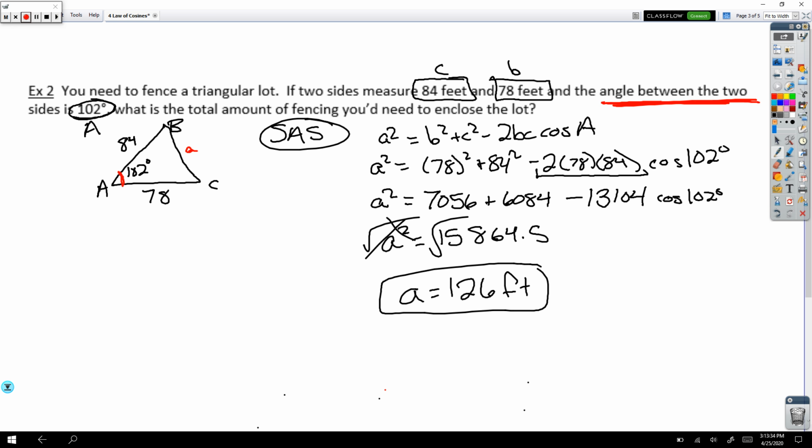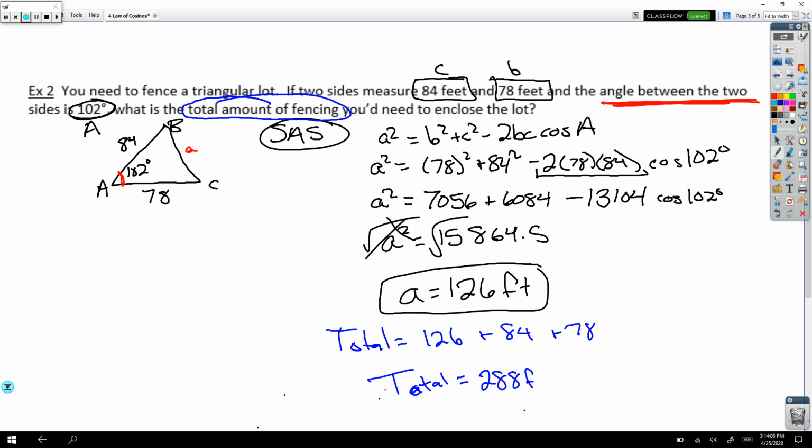Now that's not my final answer. When you read the question, it asks for the total amount of fencing, not just side A's amount of fencing. So we have to add up all the different side lengths. So my total is going to be 126 feet plus 84 feet plus 78 feet. So the total amount of fencing I would need is 288 feet.